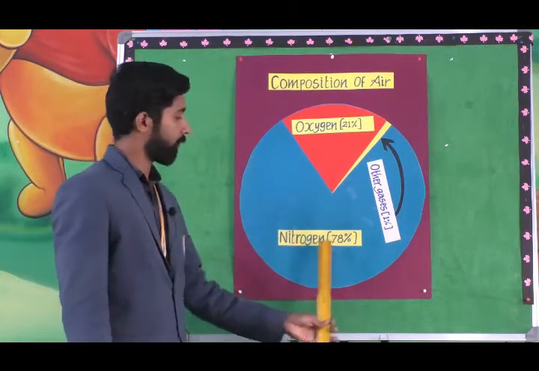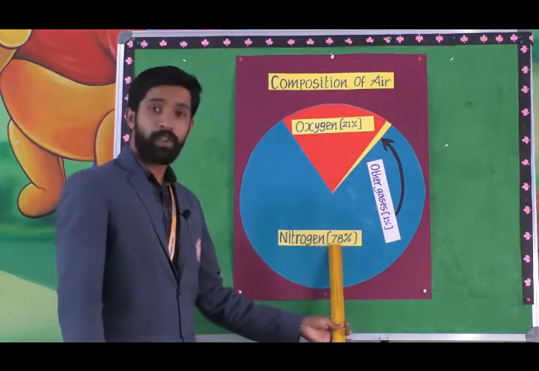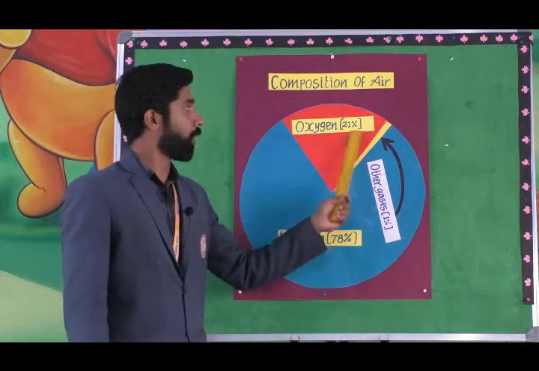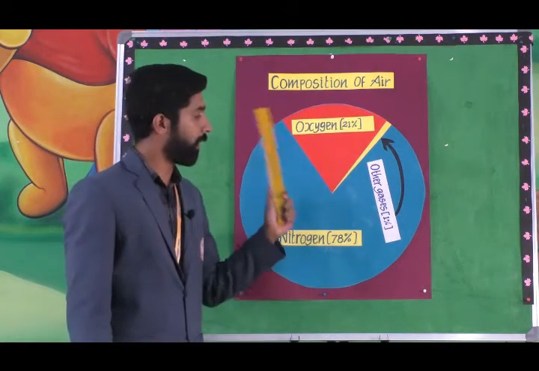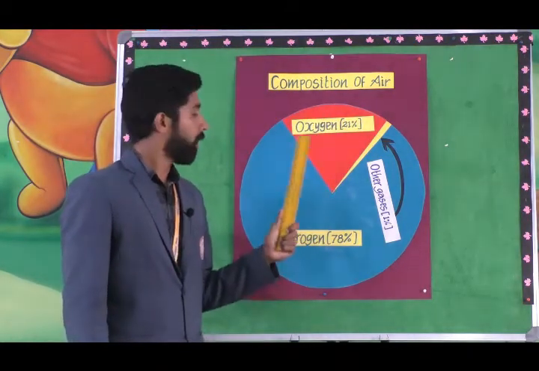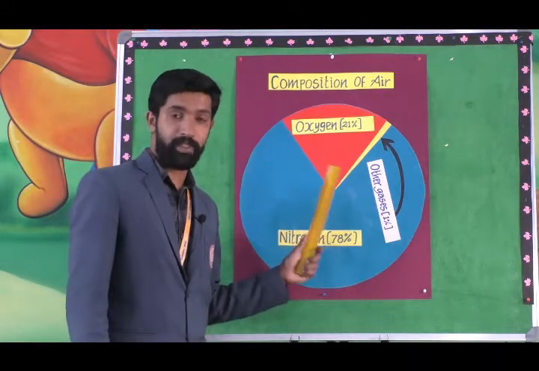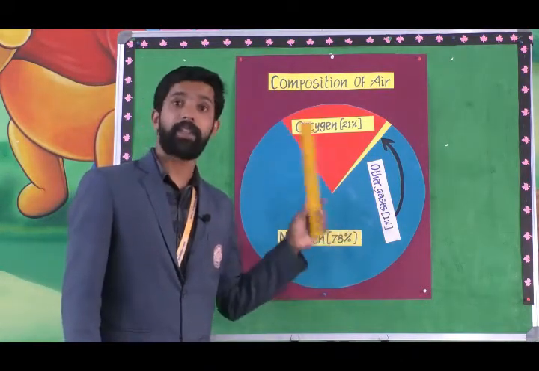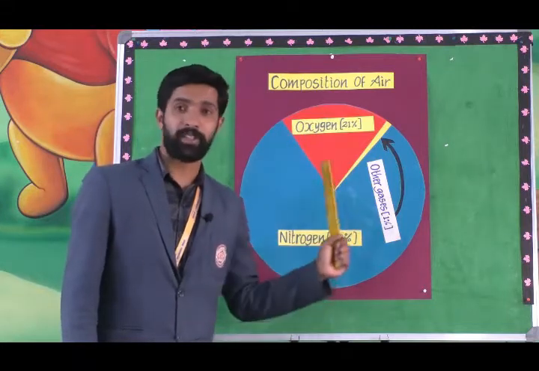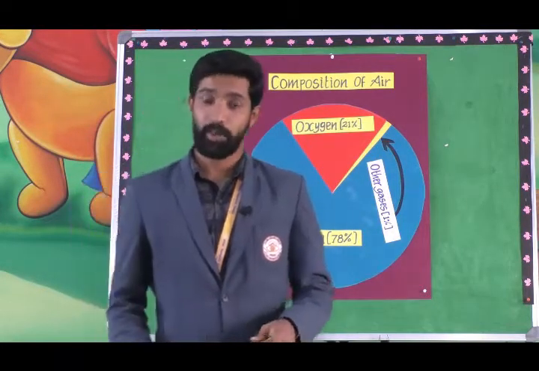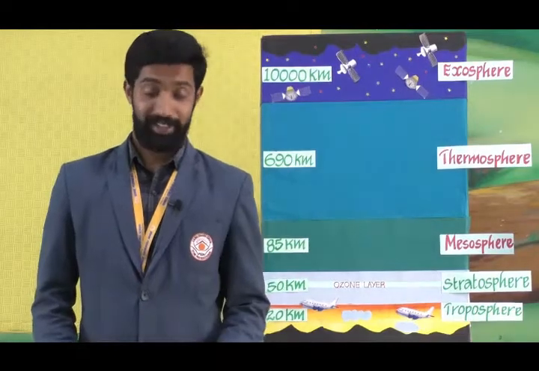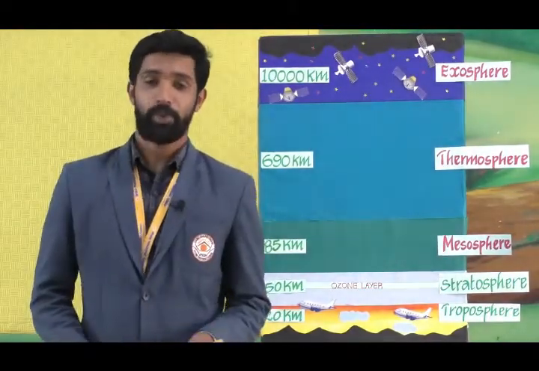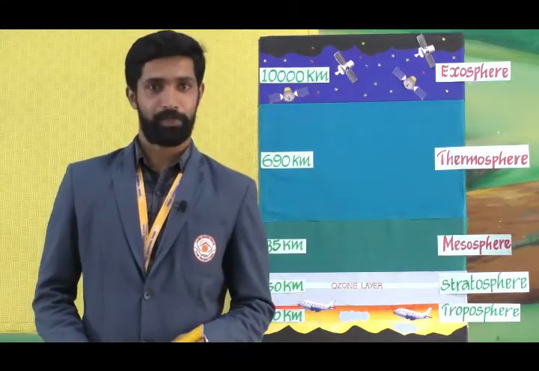Nitrogen makes up 78% and oxygen is 21%, and the other gases, that is the remaining 1%, are made up of gases like carbon dioxide, argon, hydrogen, helium, and ozone. Now we will move to the next topic, that is structure of the atmosphere.